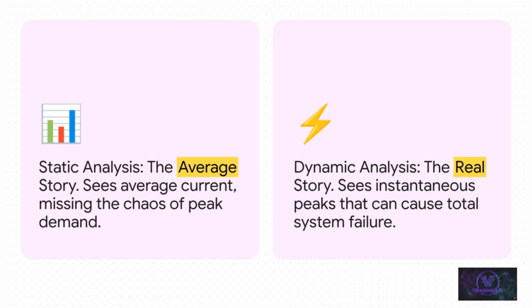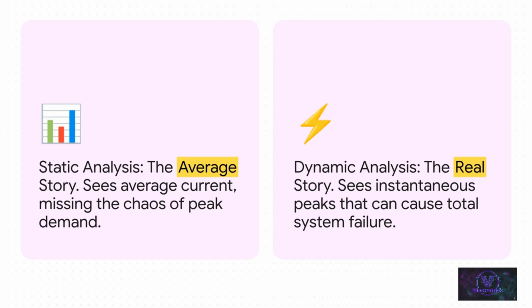To get a handle on this killer, you've got to understand the two ways engineers look at a chip's power. First, you've got static analysis. Think of this as the average story. It's kind of like knowing the average traffic on a highway over a whole day. It's useful, sure, but it totally misses the chaos, right?